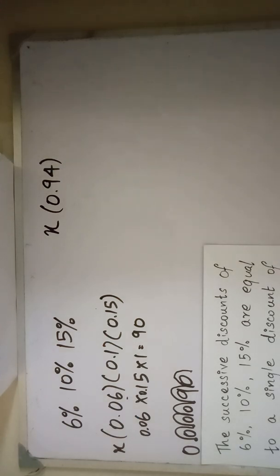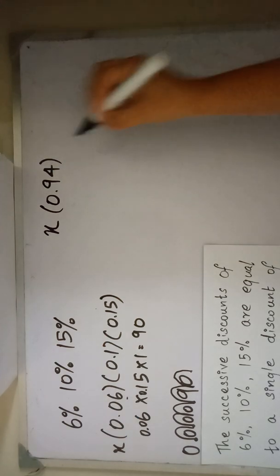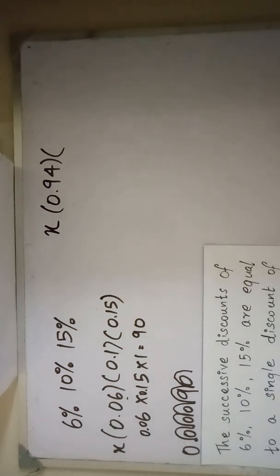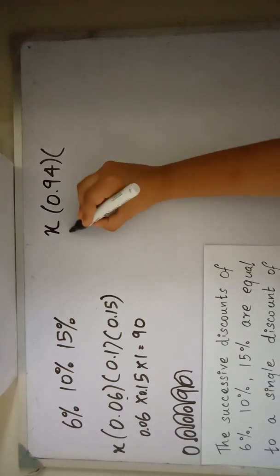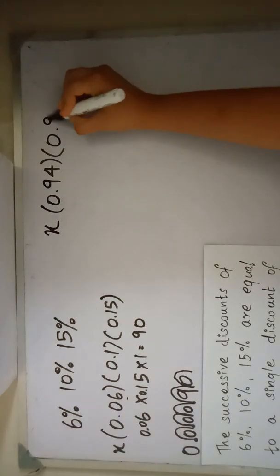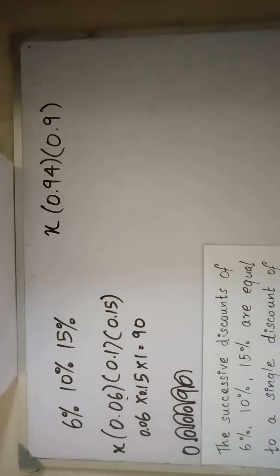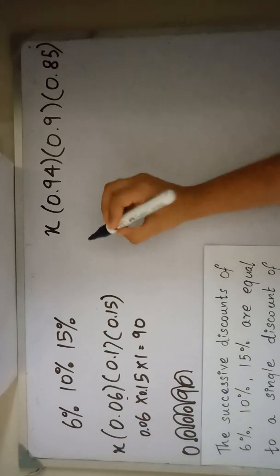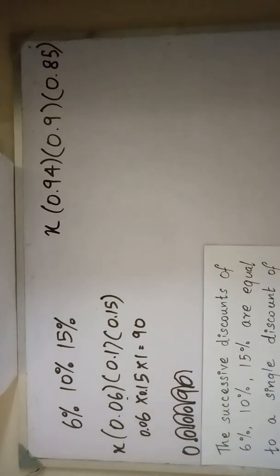And then there's a further discount of 10%. So now, if it's a discount of 10%, then it's actually 90% of this whole thing. So that will be 0.9. And then if a discount of 15%, 15% discount means it's actually 85% of the whole price. So we have 0.85. So let's try in this method instead.